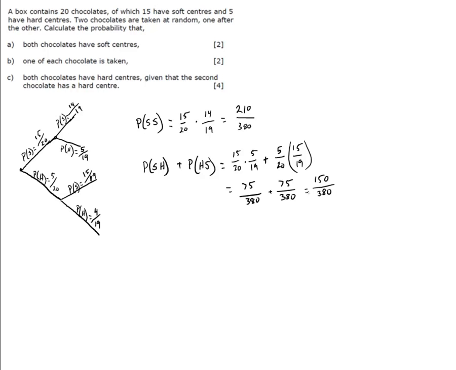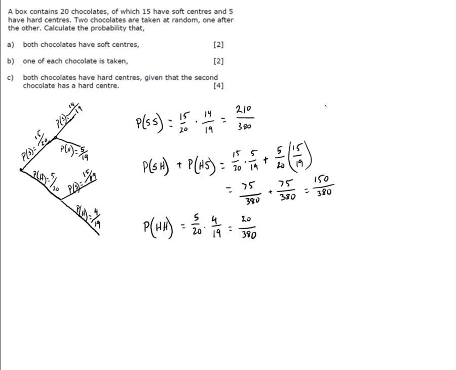And now it says both have hard. Well, we're going to do one more thing first. What is the probability of both hard with no conditions? So this is a different question. Both hard is the bottom branch, just so we've looked at all the possibilities. We have 5 out of 20 times 4 out of 19, and that's going to give us 20 out of 380. And the check, of course, 20 plus 150 is 170, plus 210 is 380 out of 380. So we've looked at every possibility.